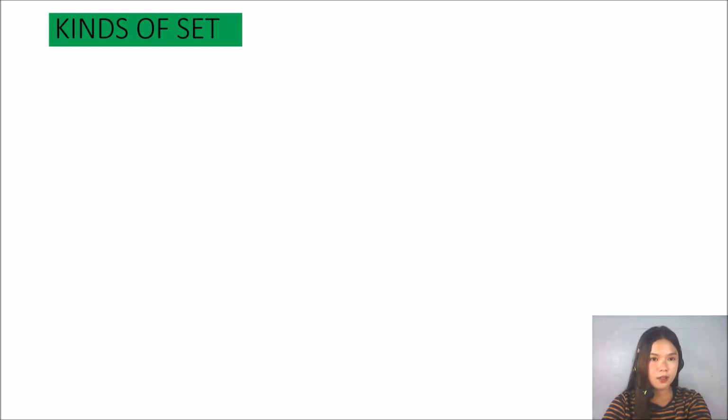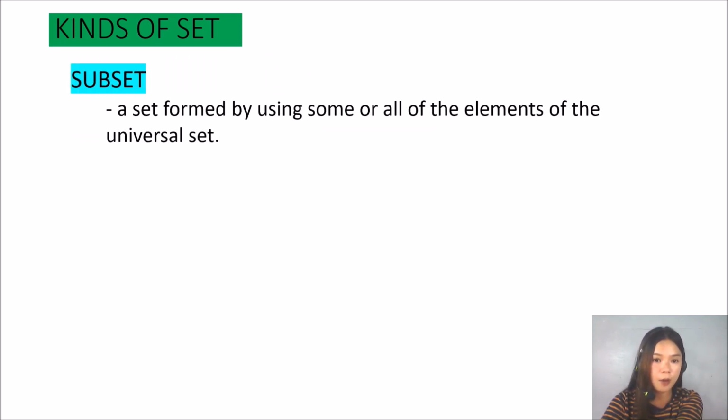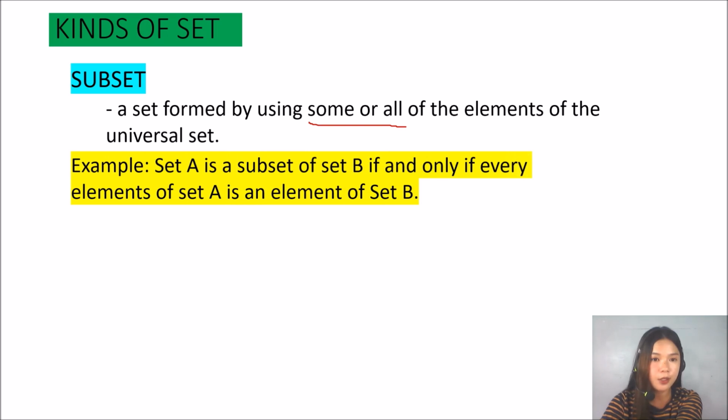Okay? Another one we have subset. A set formed by using some or all the elements of the universal set. For example, set A is a subset of set B if and only if every element of set A is an element of set B. So, pag may dalawa po tayong set, set A and set B, a subset po ni set A si set B if and only if every element po ng ating first set ay element din po ng ating second set.